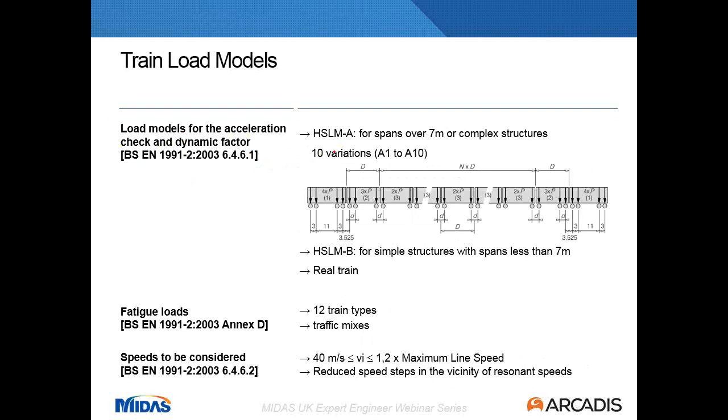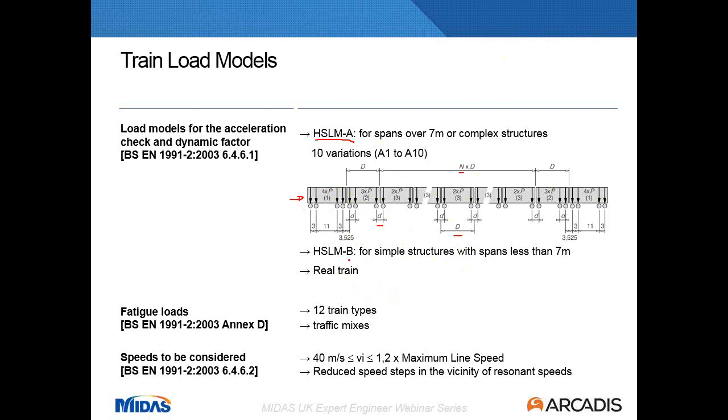And there are different load models. The first load model is HSLM-A. That is a set of 10 different variations of load model, like the one that is on the figure here. And basically, it's a series of coaches with axle loads, and the variations are because you can change the values of axle spacing, the length of your coach, and the number of coaches that you're going to use. The purpose of having these 10 variations is to cover all possible situations, all possible trains running over your bridge.